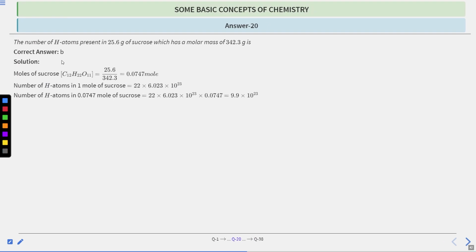Okay, so the correct option will be option B. How? The moles of sucrose will be equal to given mass upon the molar mass, which is 0.0747 mole. The number of atoms in 1 mole of sucrose will be 22 into 6.023 into 10 to the power 23. That is Avogadro's number. So the number of hydrogen atoms in 0.0747, that is the given mole of sucrose, will be 22 multiplied by Avogadro's number multiplied by 0.0747, which is coming out as 9.9 into 10 to the power 23. Hence, option B is the correct option.